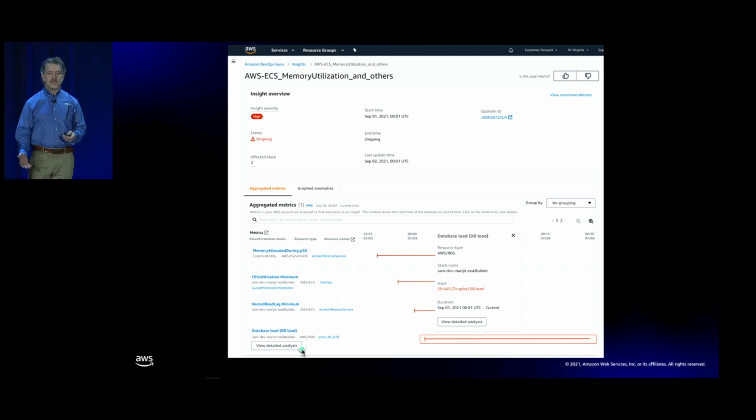On the Insight detail page, you can see exactly which metrics and services DevOps Guru detected were anomalous at any given time. This paints a picture of the overall issue going on in your application stack. It helps you understand the full extent and possible origins of an issue in your app stack. Looking at this particular example, we have anomalous metrics from DynamoDB, from ECS, and also RDS. In the case of RDS, you can see that the anomalous metric is database load.